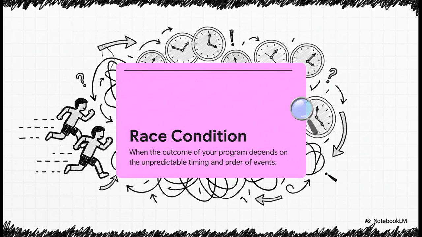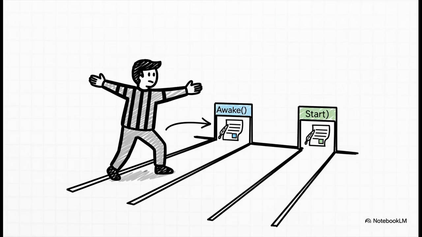Now this next one is a little sneakier. It's called a race condition. This is what happens when you have two different scripts racing to change the same variable, and the final result depends on whichever one gets there first. This can lead to some really bizarre, unpredictable behavior that's a total nightmare to debug. But the MonoBehaviour lifecycle is like the ultimate referee. It blows the whistle on the race before it can even start.